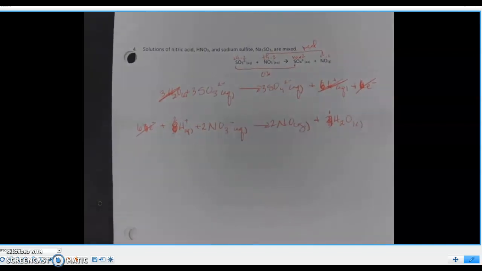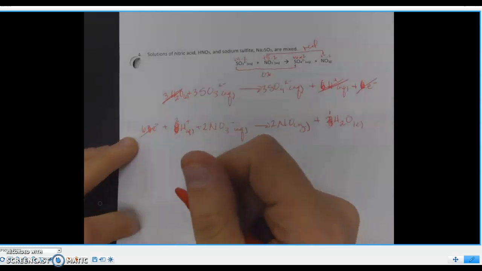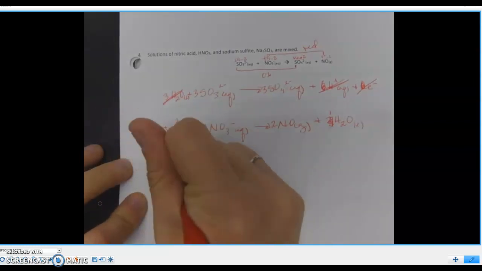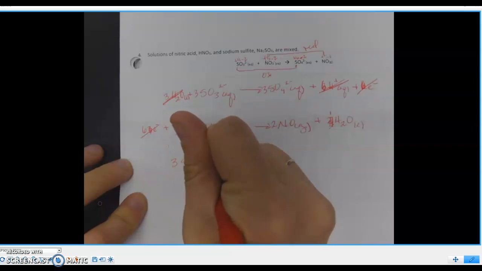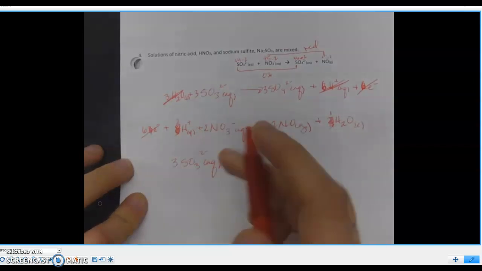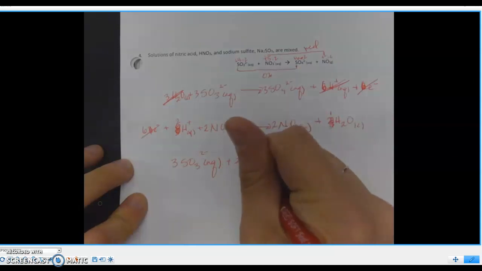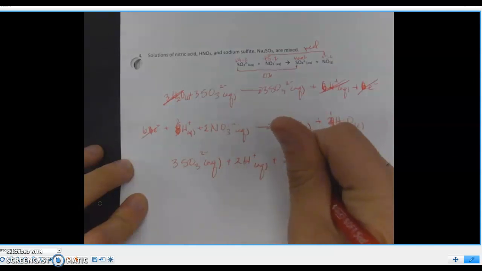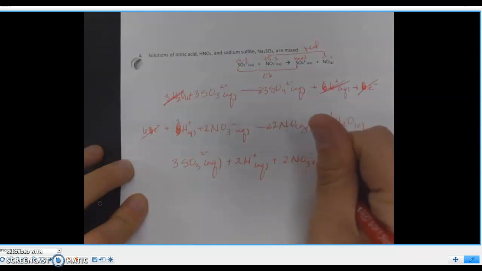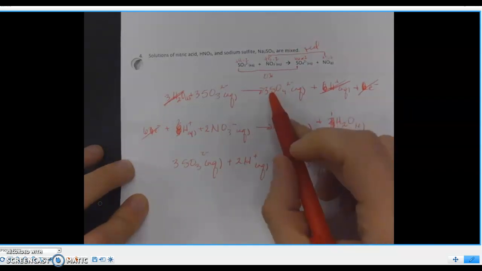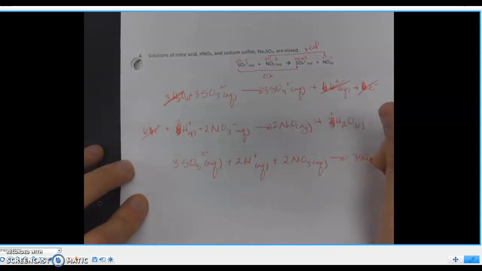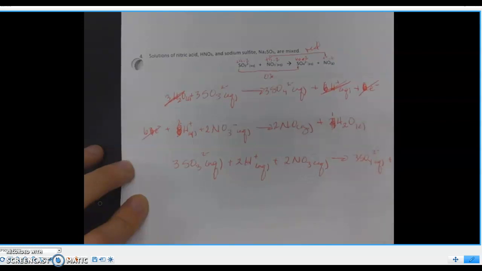So now our total net ionic balanced redox reaction in acidic solution, and doesn't that sound fancy, would be 3 SO3 2 minus aqueous, and then 2 H plus aqueous, 2 nitrate aqueous, and that's going to result in 3 sulfate plus 2 nitrogen monoxide and 1 water molecule. Oh, as I write off the page, you can't see.